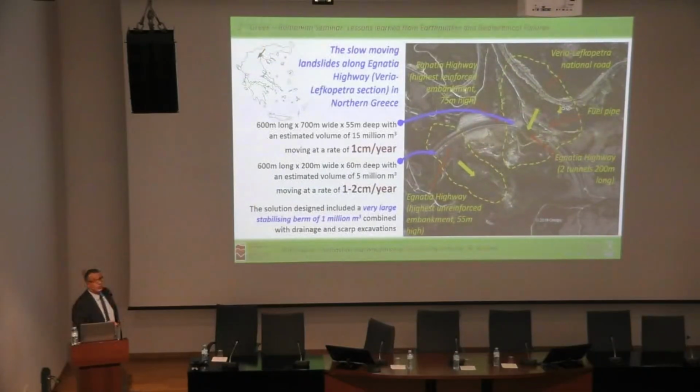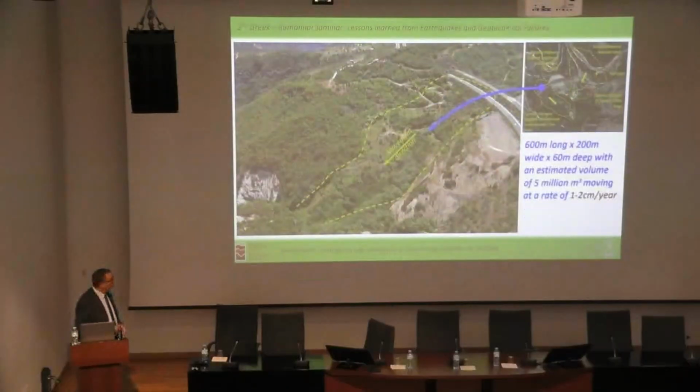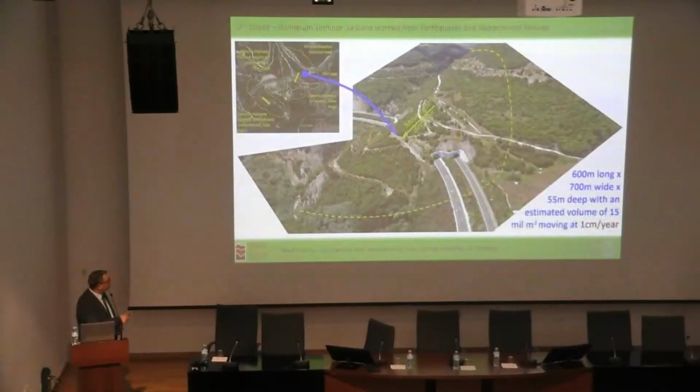But at these rates, we can live with them, and we have lived. We have lived already for decades, although design studies are already there for what we can do in order to improve the stability. This is the 5 million cubic meter one, the one here, and this is the 15 million cubic meter one with the tunnels that it takes with it, the fuel pipe, and the alternative national road.